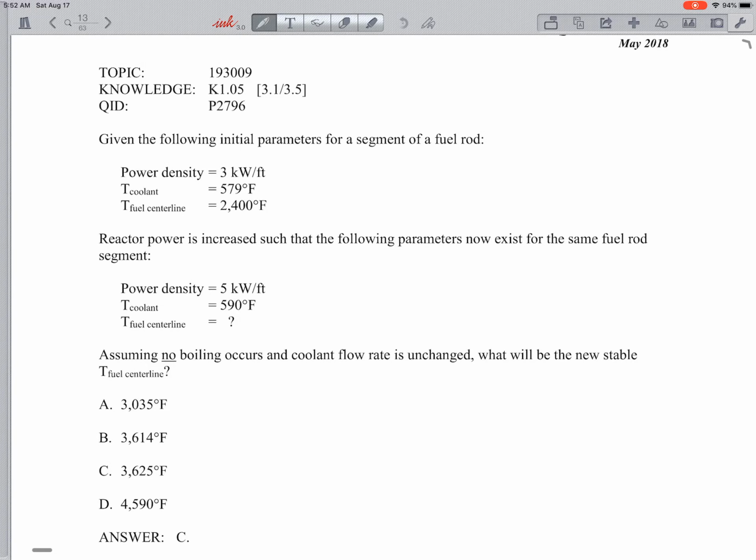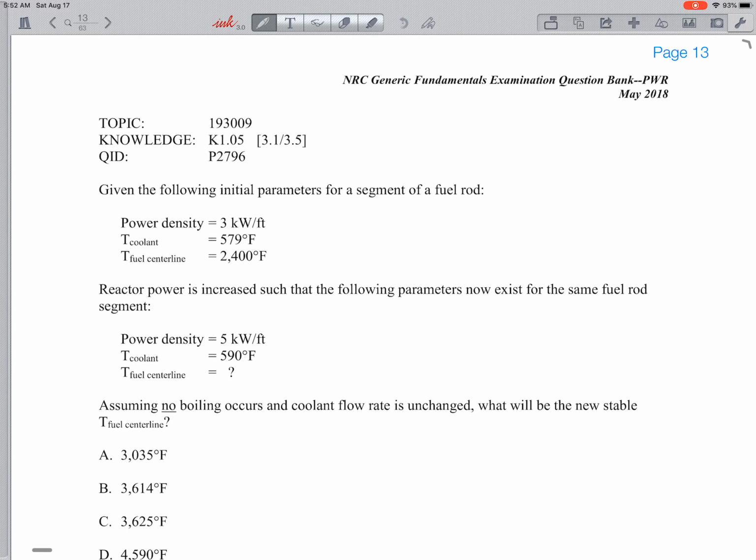Okay, welcome back. Now we're going to go over core thermal limits. Topic 193009. So core thermal limits.